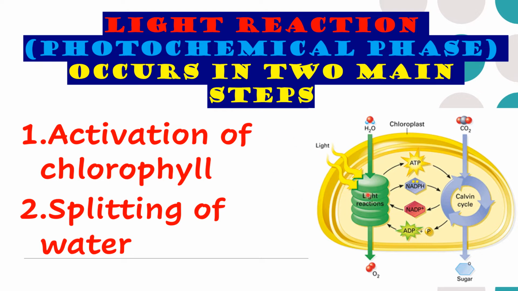Why does it occur in the thylakoids of chloroplast? You know that chlorophyll, the very important pigment, is located in the walls of thylakoids. That's why light dependent reaction occurs in the thylakoids of chloroplast.